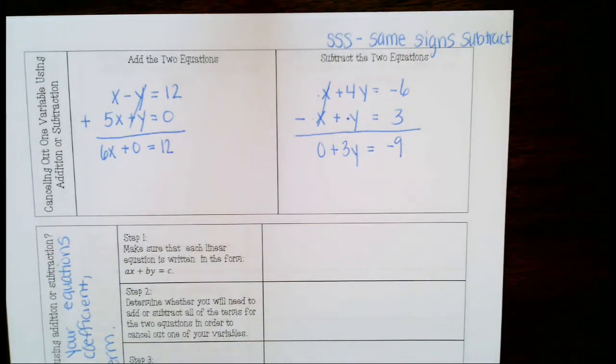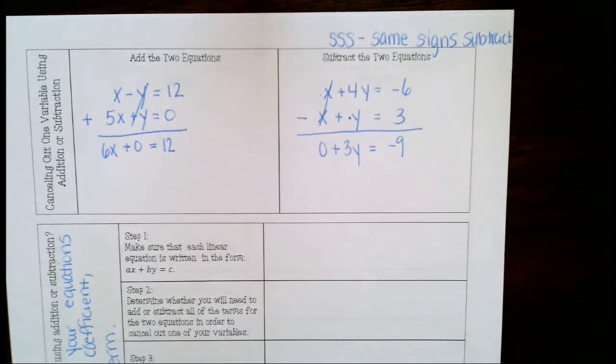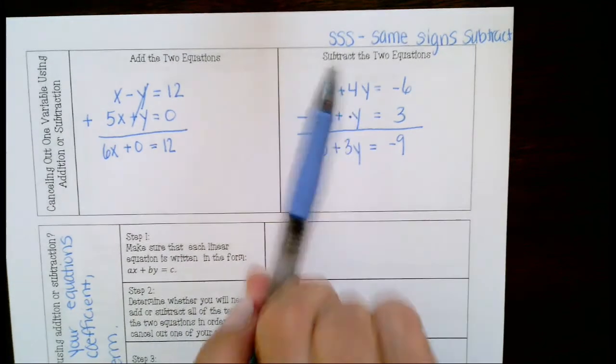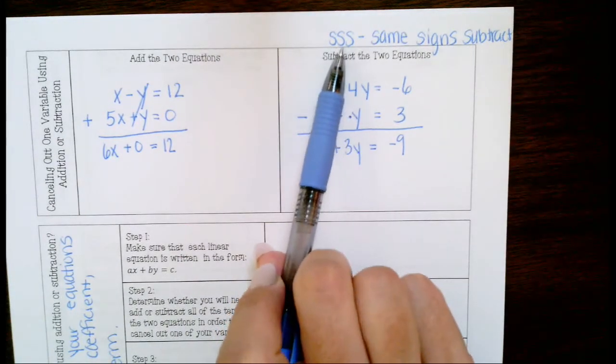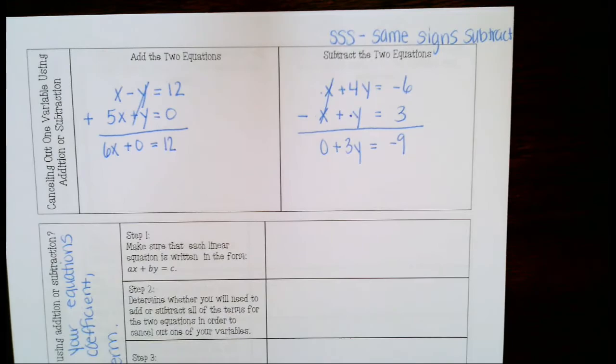So you're going to have problems where we may add and where we may subtract. And it's very important that we pay attention to our signs in order to decide that. So when you have one of each, a positive and a negative, we will add. When we have same signs, we subtract, S, S, S. So let's go ahead and finish that first problem.